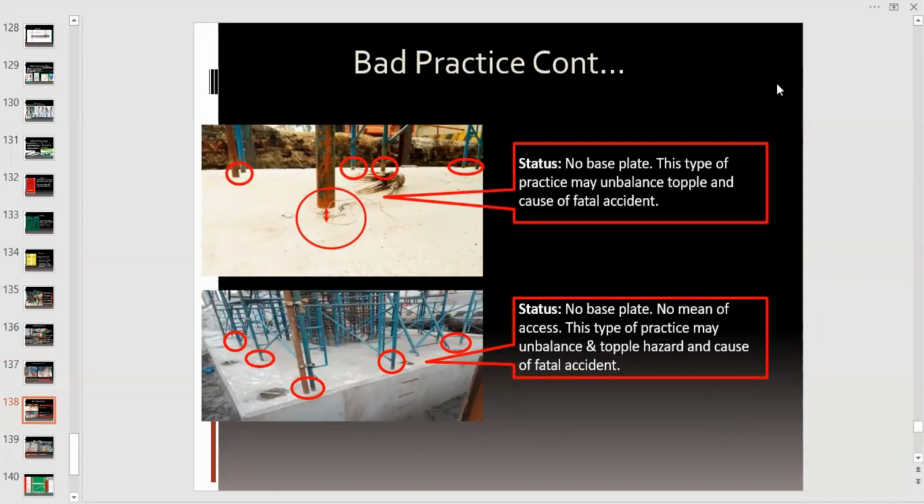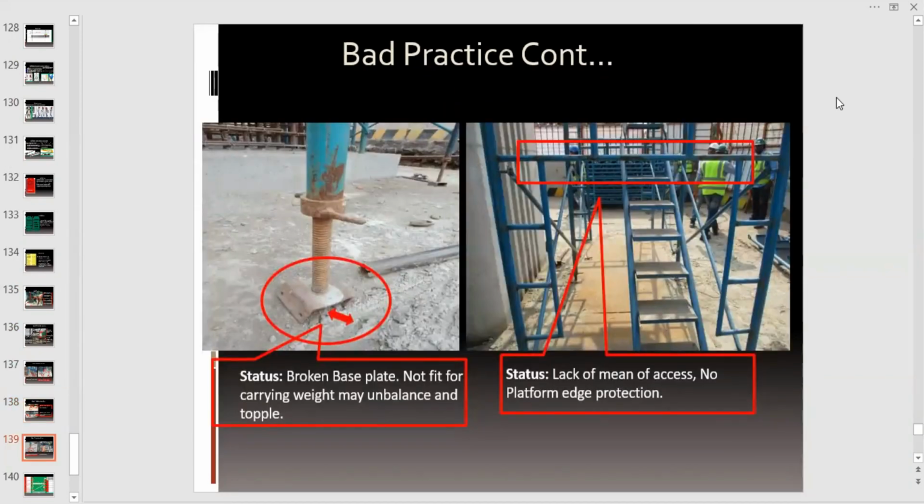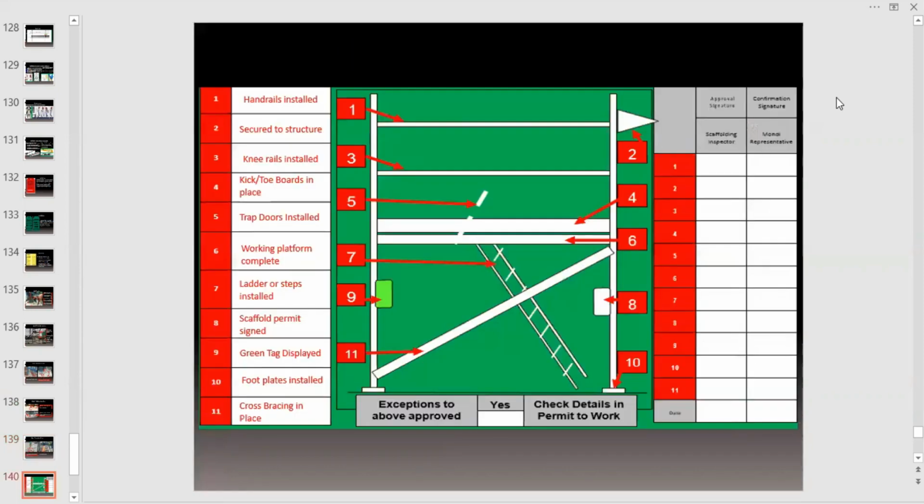This is another example of unsafe work practices. On the upper side, no base plate. This type of practice may unbalance or topple the structure and cause a fatal accident. Dear friends and fellows, here again, the broken base plate is not fit for carrying weight and may unbalance and topple the structure. On the right hand side, lack of means of access, no platform edge protection, and these structures are not safe for use.